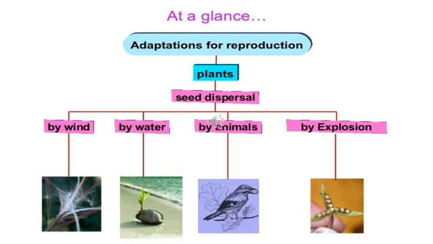So we will have a look at the adaptations for reproduction. Basically, the flowering plants reproduce by seed dispersal, and there are many ways of seed dispersal. The first method is by wind, the second is by water, the third is by animals, and the fourth is by explosion. We will read the detail of each and every method one by one.